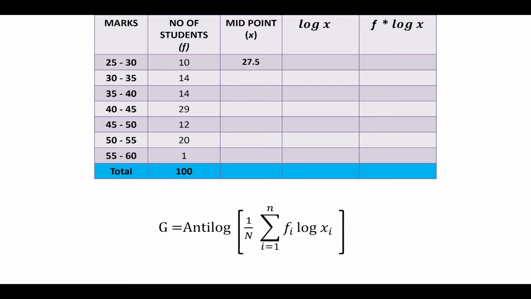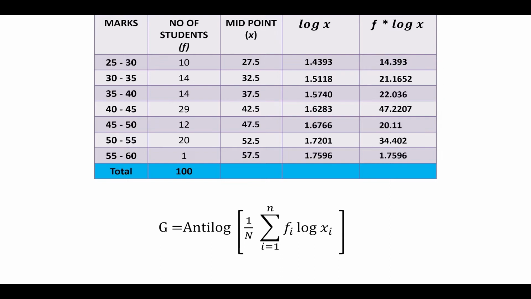So the midpoint of the class is 27.5. Taking the log of the midpoint, we get log of x is 1.4393, and when we take the product of frequency and log of x, we get 14.393. Let us do this for all the columns, and finally we get the summation of f into log x as 161.0865. Now we'll just substitute these values in the formula.